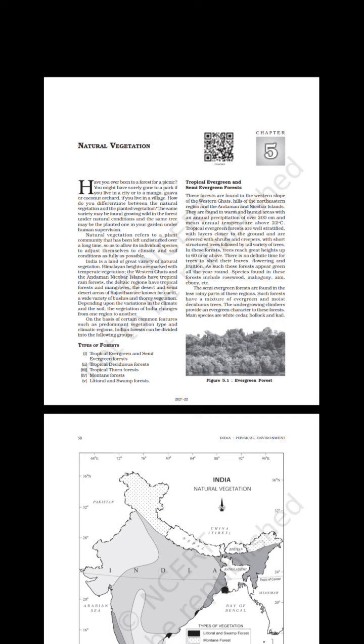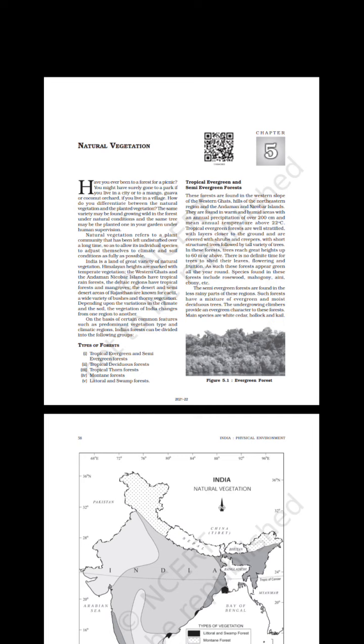Himalayan heights are marked with temperate vegetation. The Western Ghats and the Andaman Nicobar Islands have tropical rainforests. The deltaic regions have tropical forests and mangroves. The desert and semi-desert areas of Rajasthan are known for cacti, a wide variety of bushes and thorny vegetation. Depending upon the variations in the climate and the soil, the vegetation of India changes from one region to another.